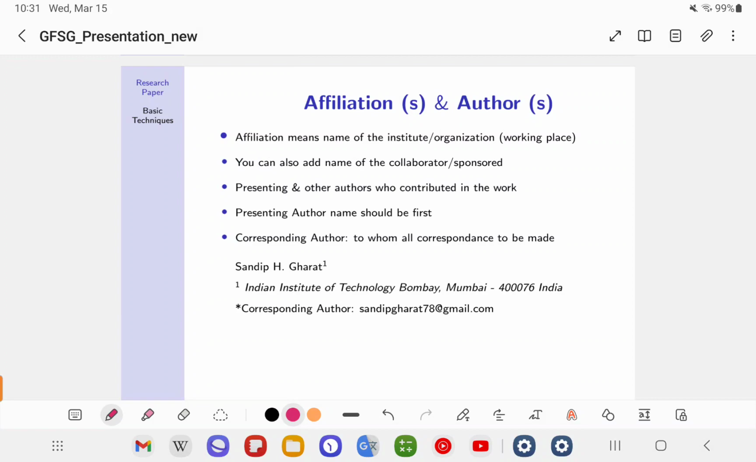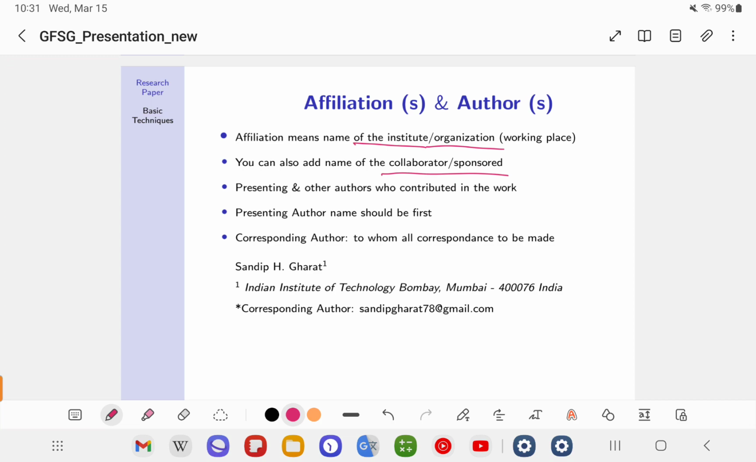Now, next. So the paper title is over. Next is affiliation. Affiliation means the place where you are currently working, institute, organizations. If you have a collaborator or sponsor, that will be affiliations.